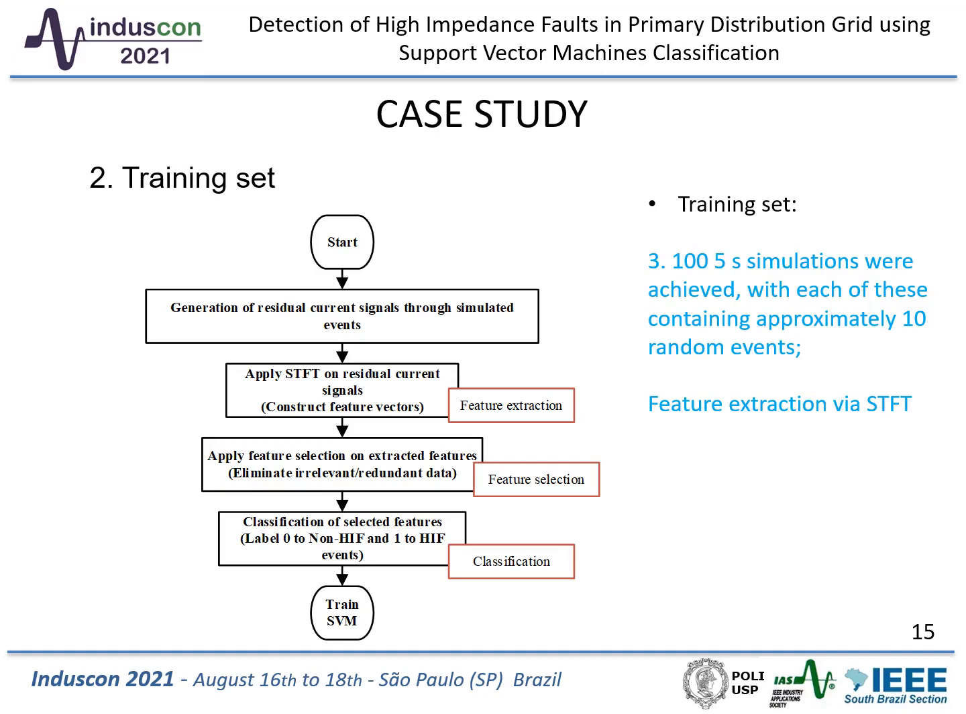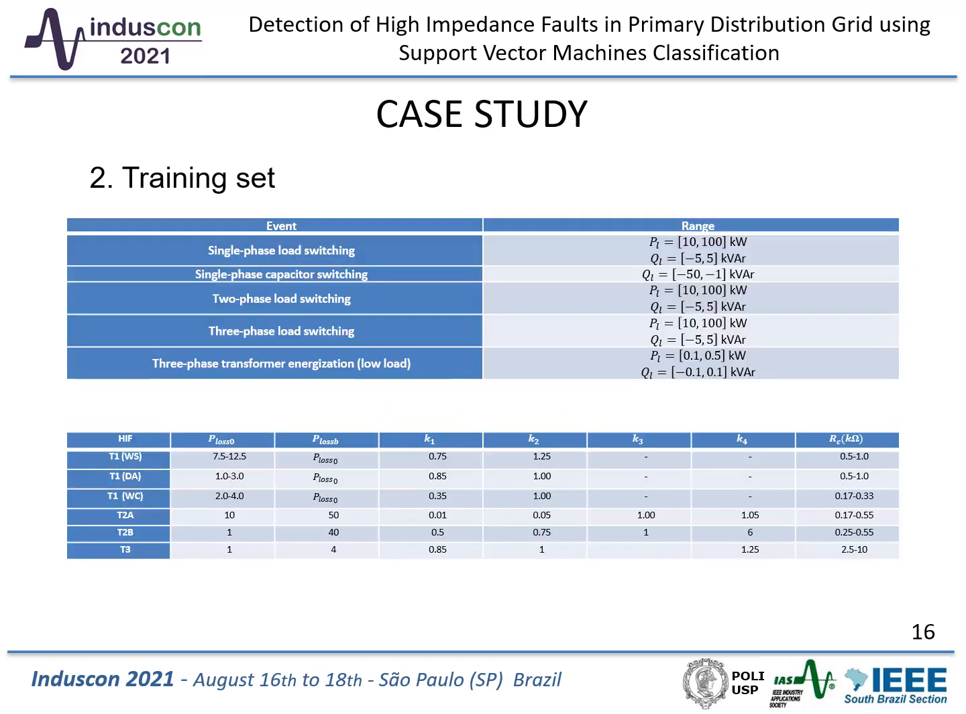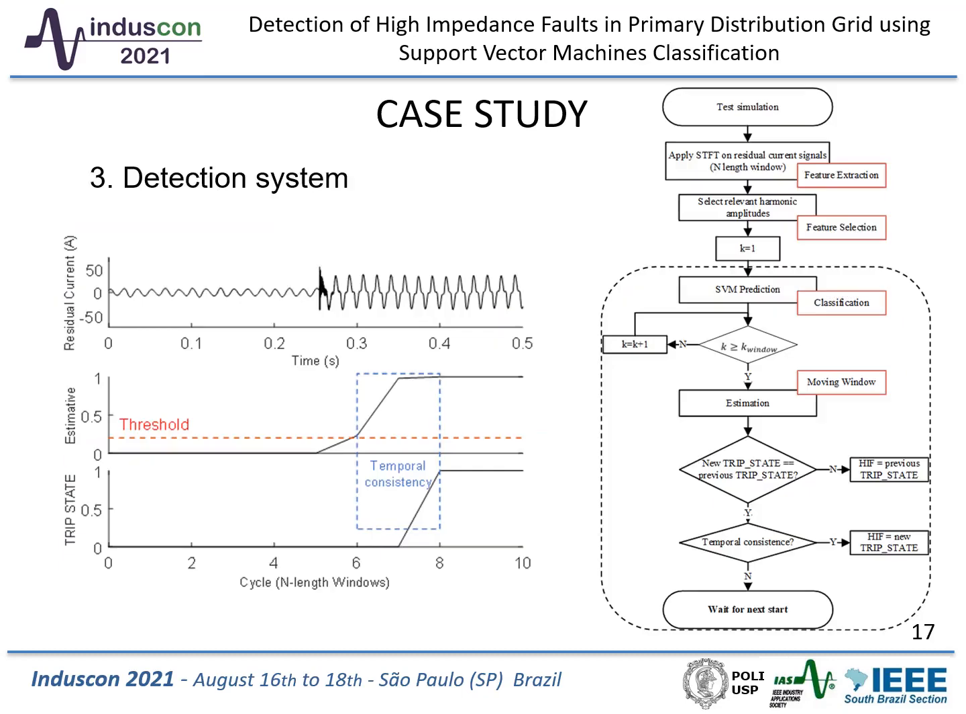Each simulation extracts its features through the use of STFT, dividing them as HIF or non-HIF events, and gathering the labels, HIF or not, and the feature information into a single matrix, as depicted by the flowchart. The summary of the simulated events, including HIF, as well as their respective ranges, are presented in the tables below.